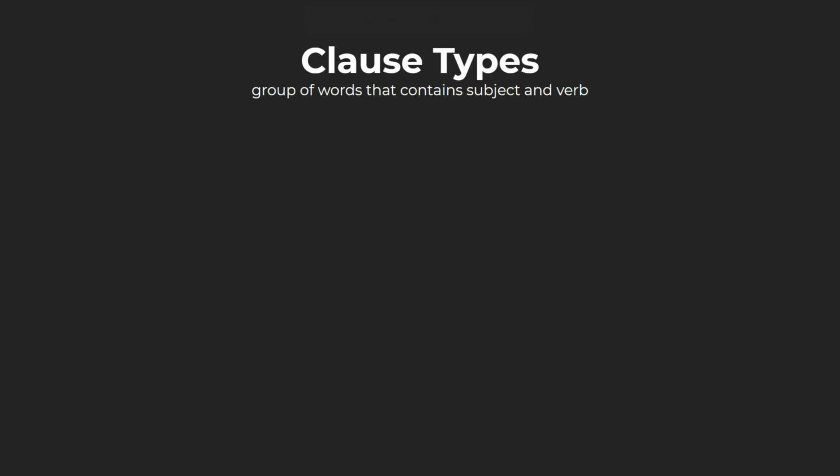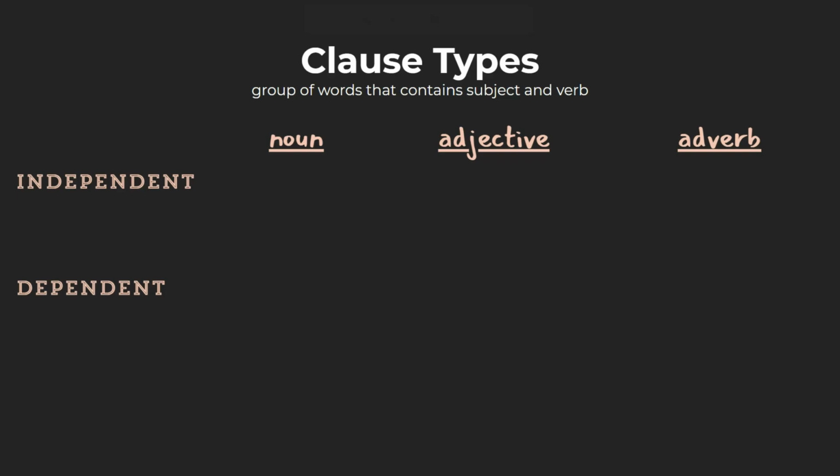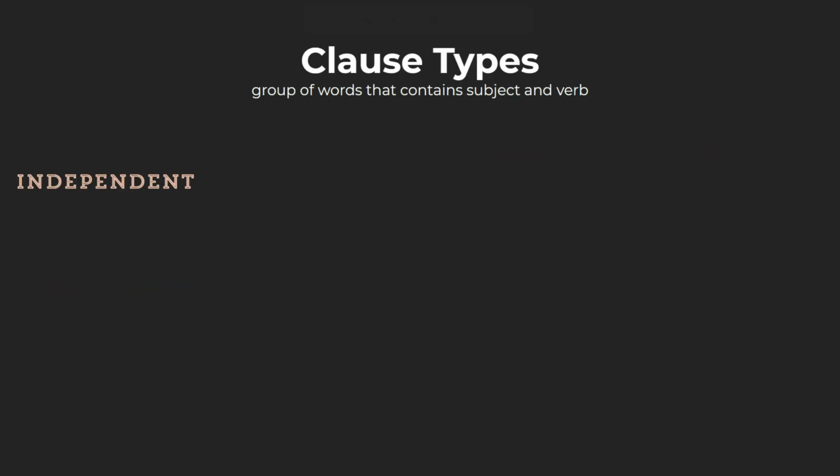A clause is a group of words that contains both a subject and a verb, but isn't necessarily a sentence. There are two main types of clauses: independent and dependent. Under dependent clauses, we have noun clauses, adjective clauses, and adverb clauses. Let's give each of these a closer look, starting with independent clauses.